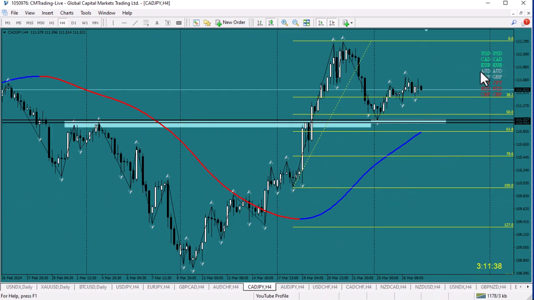CAD green, yen red, so both of them I'm happy with, but I'm going to need a retracement. I don't want to buy in this consolidation here, so I would like to see a retest here of this structure I showed you in the previous videos. Also, if I can get some reversals here, I'll definitely be interested in some longs.